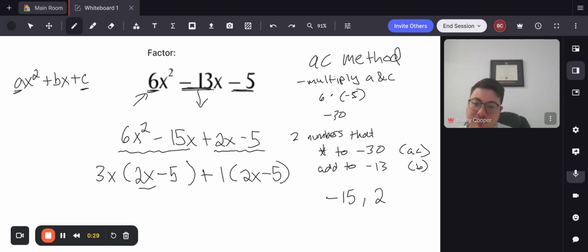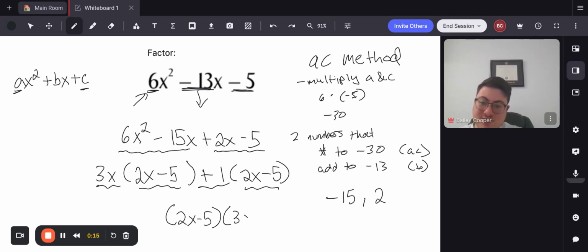And you'll notice that both of these parentheses are exactly the same. That's great. That's what we want, because what we can do is undistribute 2x minus 5 from both of these terms, 3x and positive 1. And then what's left over is 3x plus 1, which is now fully factored, and you can check your work by redistributing everything like I showed earlier. So that is how you factor this expression. Thanks. Hope that helped.